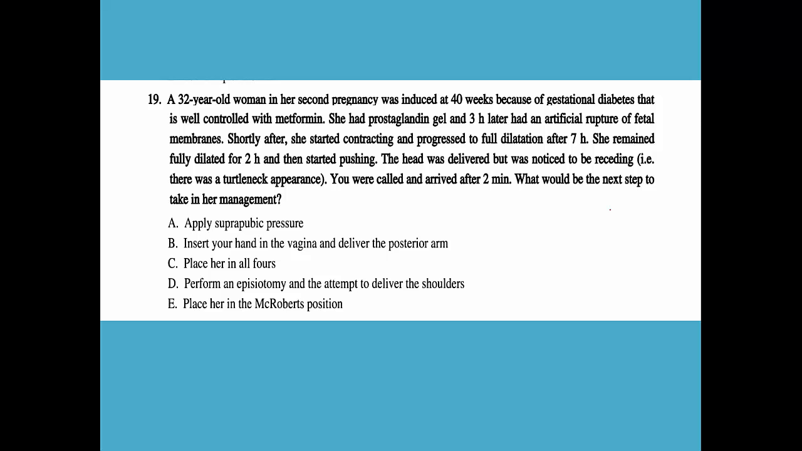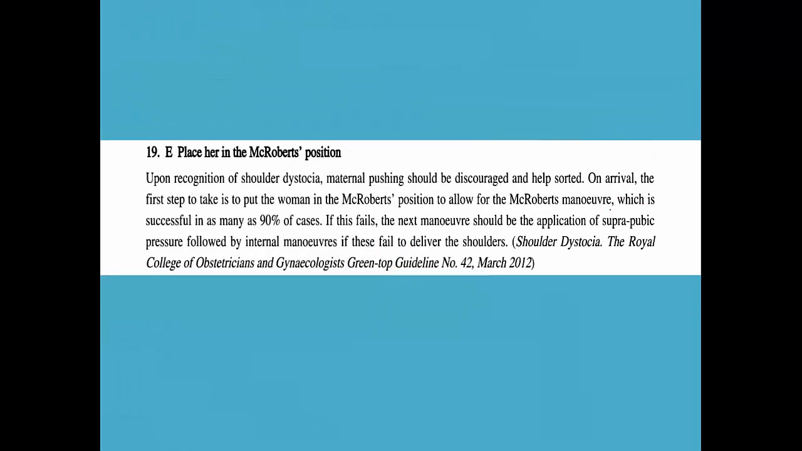A. Apply suprapubic pressure. B. Insert your hand in the vagina and deliver the posterior arm. C. Place her on all fours. D. Perform an episiotomy and attempt to deliver the shoulders. E. Place her in McRoberts. As per the chart, it should be McRoberts. The answer is E. Excellent. You should do the McRoberts position. This is the first maneuver to deal with a patient with shoulder dystocia. Any justification? Yes, sure.